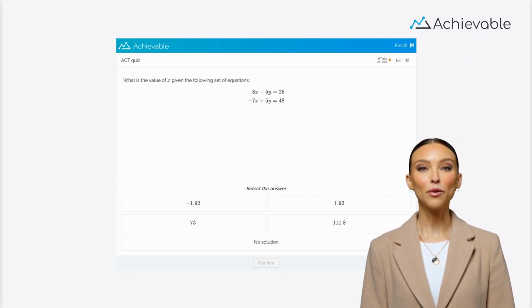Take a look. Both equations have y terms with opposite signs and the same coefficient. That's perfect for elimination. If we add the two equations together, the y terms will cancel out.